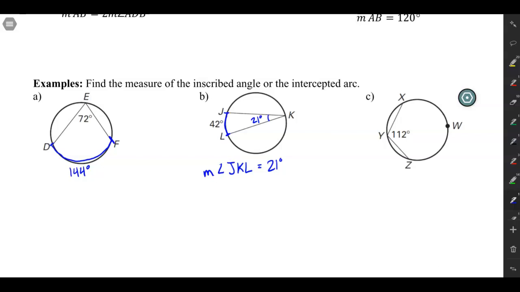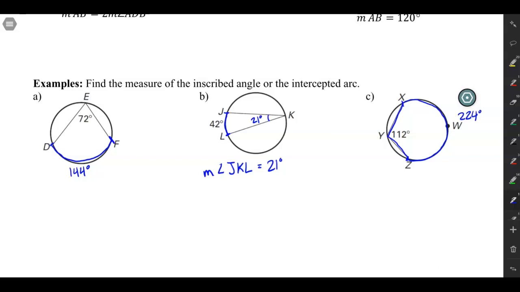Okay, let's look at this last one. So I have this inscribed angle. It's a really big angle, 112 degrees. And I want to know what this intercepted arc is. So the intercepted arc, remember, is always twice the inscribed angle. So I'm just going to do 112 times 2 to get 224 degrees for that arc.